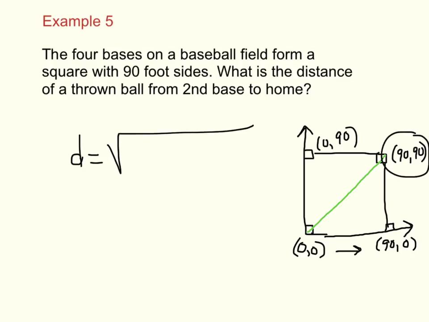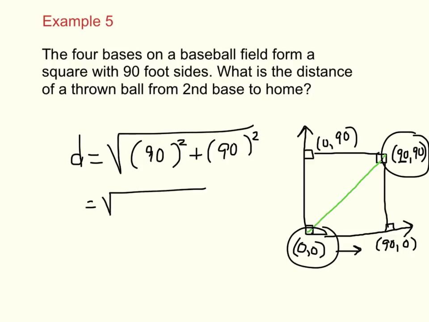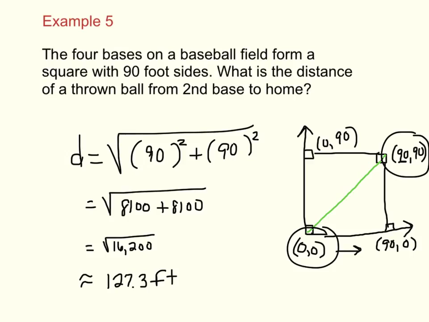So we would use this point and this point. So we would take 90, subtract your x values. Well, that's 90 minus 0, which is just 90. So it would be 90 squared plus, subtract your y values, that would also be 90. Simplify, 90 squared is 8100, plus 8,100. That would give us the square root of 16,200, which would give us approximately a distance of 127.3 feet of the ball thrown from second base to home.